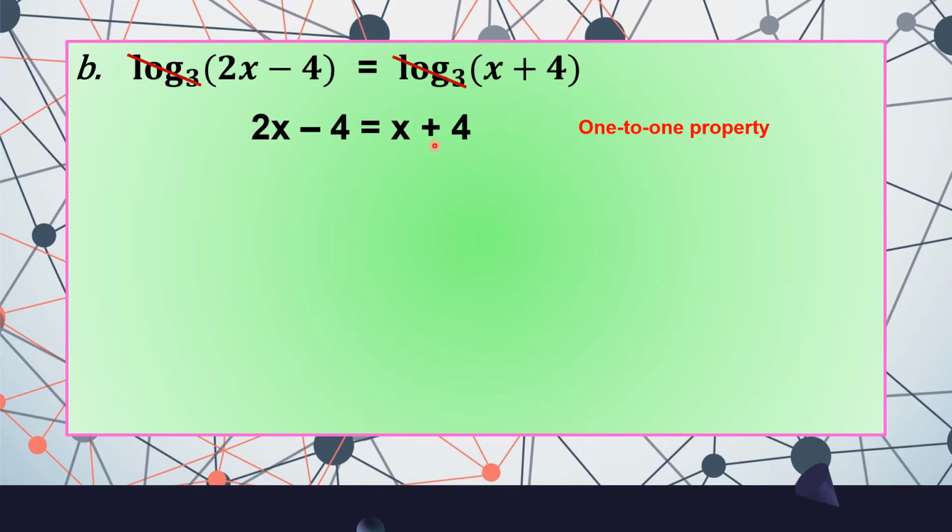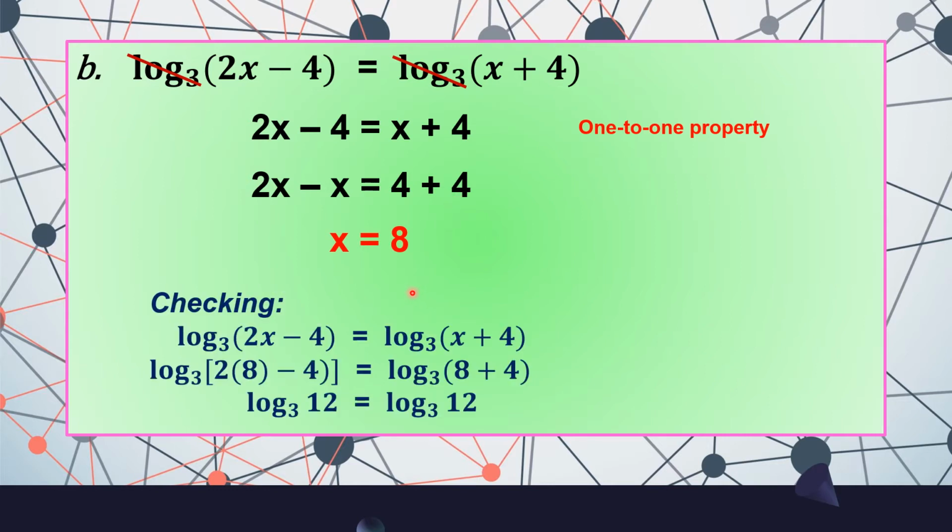So solving now for x, we need to transpose x here to the other side and negative 4 transpose to the right side. So we have 2x minus x equals 4 plus 4. And 2x minus x is equal to x. And 4 plus 4 is equal to 8.